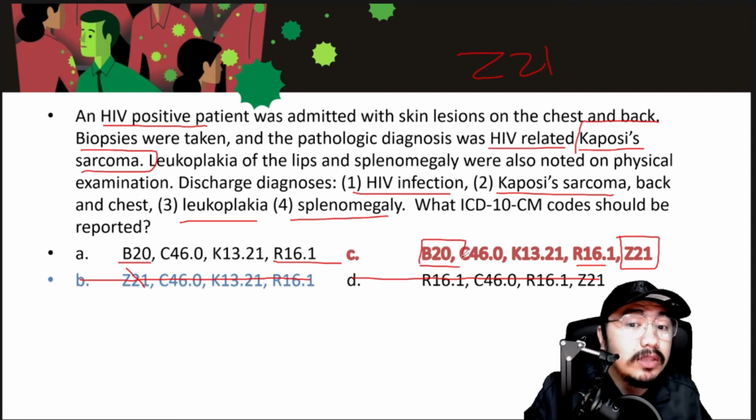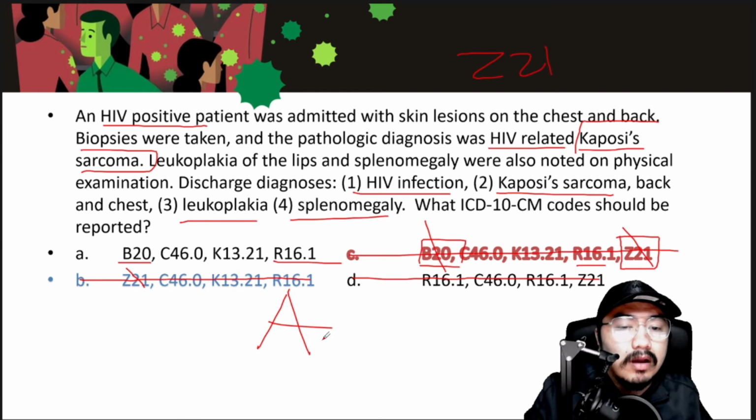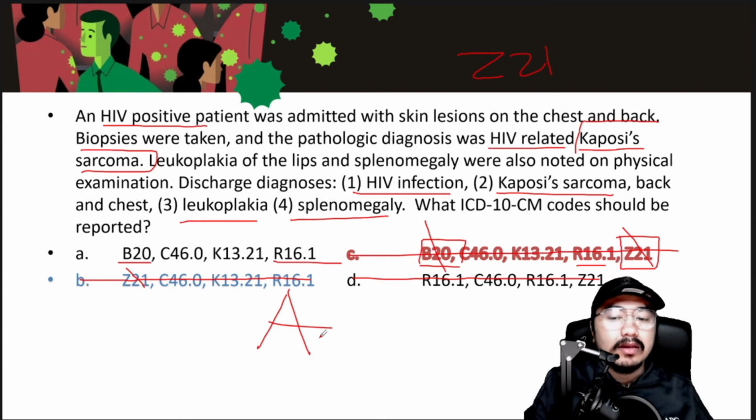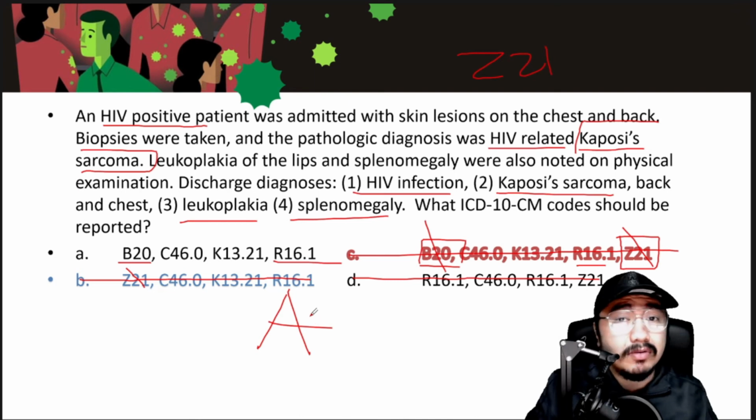B20 and Z21 is like King Kong and Godzilla. They should not be joined together. So that's Z21, B20 eliminated. Letter A is your winner. Okay. So that's going to be, let's say, a challenging question that will be for HIV.